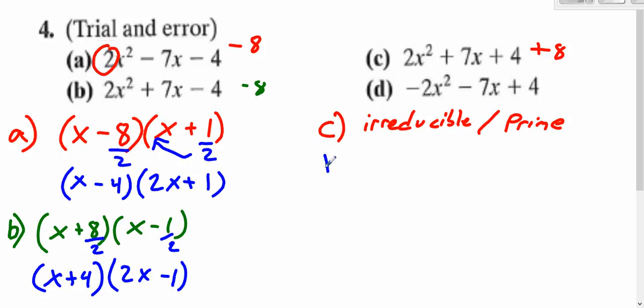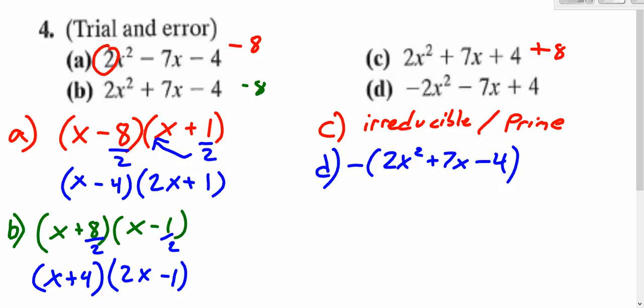And then for D, I don't like negatives in the front. So the easiest fix is to factor it out. Think of it as a common factor. So you factor out the negative, you get a positive. Take out the negative, you get a positive. Take out the negative from the positive, you get a negative.